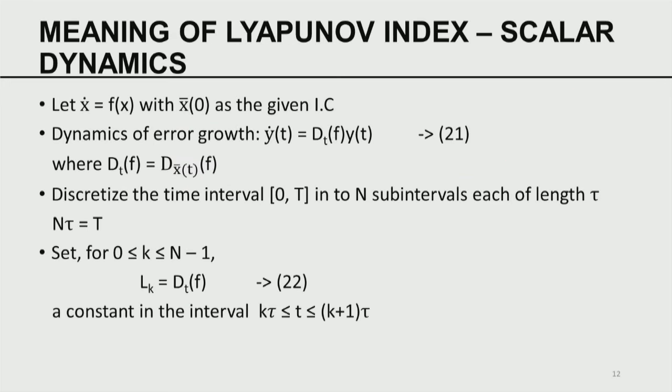So what is the meaning of this Lyapunov index? I'm going to introduce it by illustrating it on a scalar dynamics. In fact, the entire theory of dynamical chaos in deterministic systems is centered around this notion of Lyapunov indices: the average rate of growth of errors, sensitivity to initial conditions. So what is the idea?